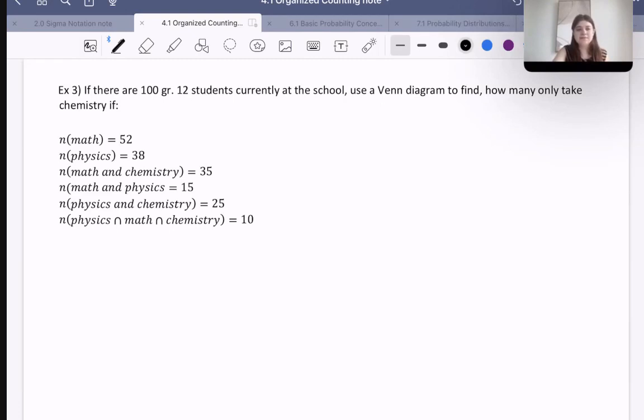So this example says, if there are 100 grade 12 students currently at the school, use a Venn diagram to find how many only take chemistry if the number of students taking math is 52, the number of students taking physics is 38, the number of students taking math and chemistry is 35. The number of students taking math and physics is 15. The number of students taking physics and chemistry is 25. And the number of students taking all three subjects, math, physics, and chemistry, which is a heavy load, is 10.